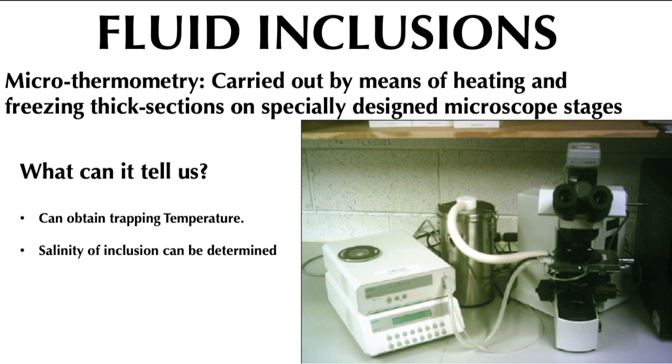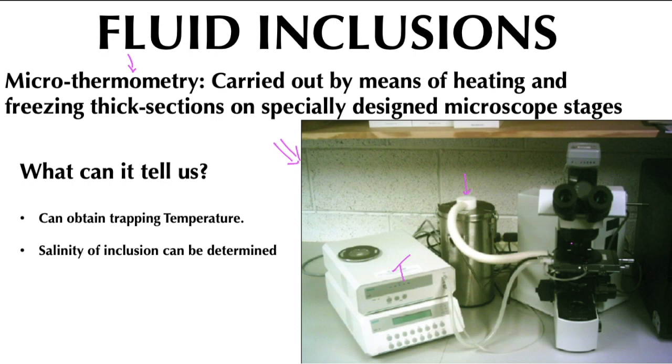Again, the process of studying this is called microthermometry. Obviously, from the word thermometry, we can understand that we are looking towards calculating the temperature of the formation of these fluid inclusions. It is done by heating and freezing the sections on a specially designed microscope, as you see here. With these microscope stages, we can cool and heat the samples and measure the temperature. Cooling is mostly done by liquid nitrogen. Heating can be done by any light source.